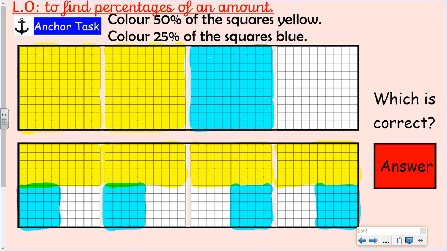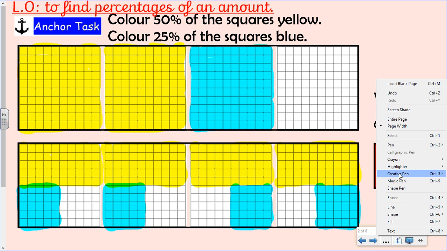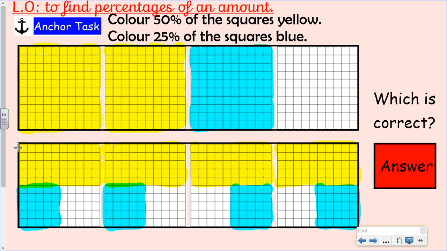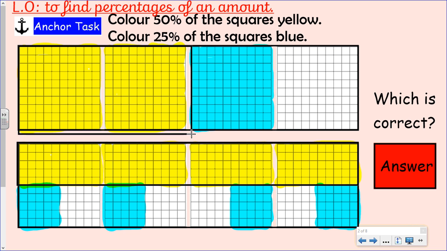Let me see if I can just grab a rectangle to show you. I've covered half, just going the other way. So that way we went that way along. So this time I've just gone the other way. I've just gone across the top. So have I coloured in a quarter?